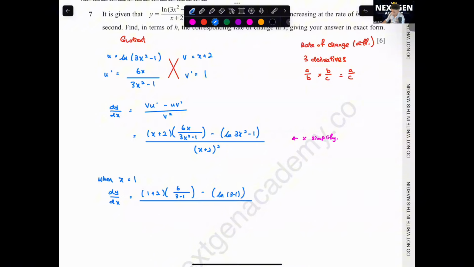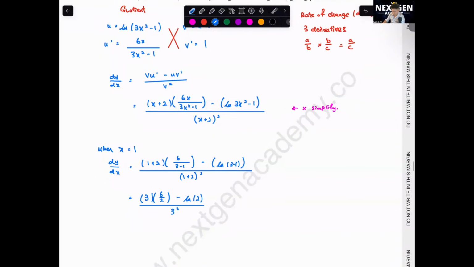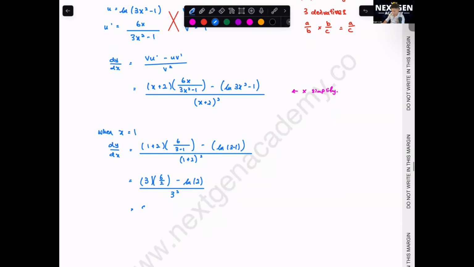Okay, 3 minus 1 or ln 2 over 1 plus 2 squared. By the way, this step is not even necessary actually. You can straight away put in the value also. But this specific question can potentially come out in paper 1. So here will be 6 over 2 minus ln 2 over 3 squared. We'll get here 9 minus ln 2 over 9. This is your dy over dx.